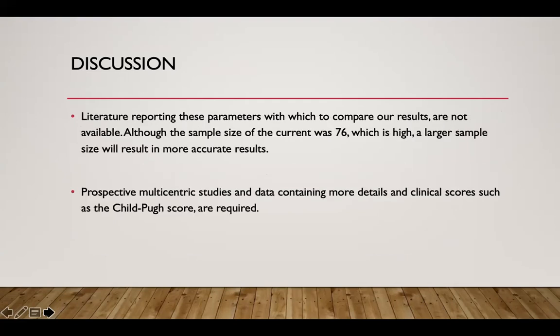The literature reporting these parameters with which to compare our results is not available. The sample size of the current study was 76, which is a good number actually, but we need a larger sample to see more accurate results. We need a prospective multi-center study and data containing more detailed scores, such as not the Apache 2 score, but the Child score, which is required to be more specific for liver disease.